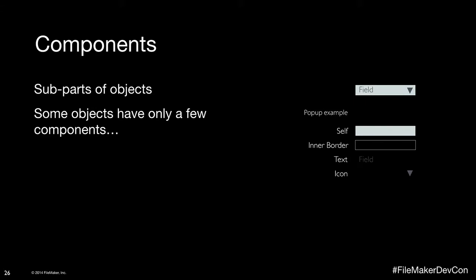The content area of the slide control is a component. So what I've got up here is a field, it's a pop-up field. And these objects don't have a lot of components. There's just 4. There's the self component, which is where we draw the border and the fill. There's the inner border component, which we use for some legacy styles like engrave and emboss. There's the text component, which, you guessed it, draws the text. And there's the icon component.